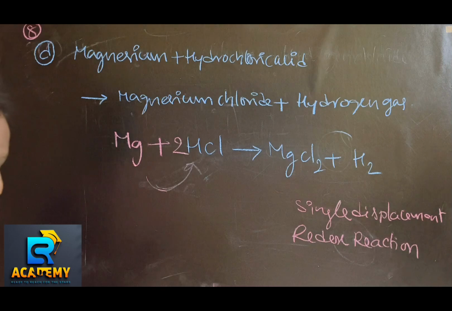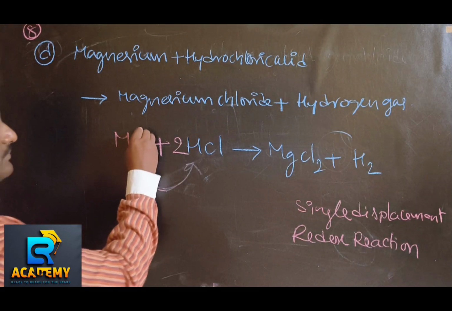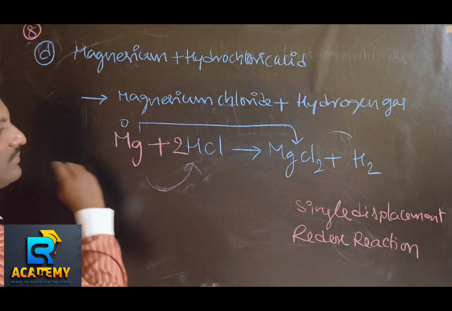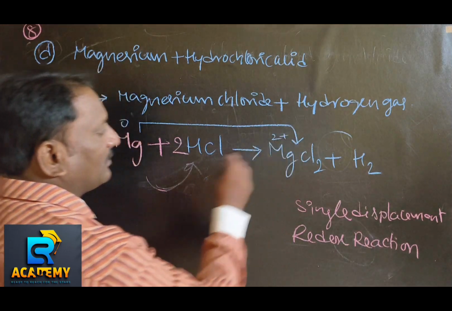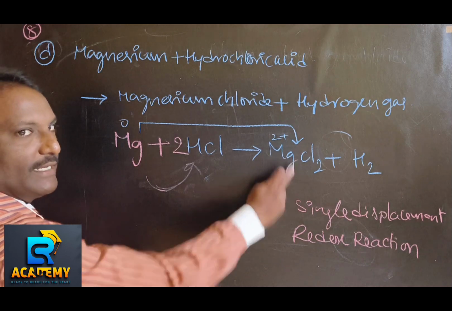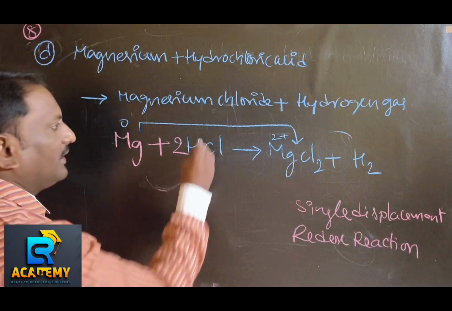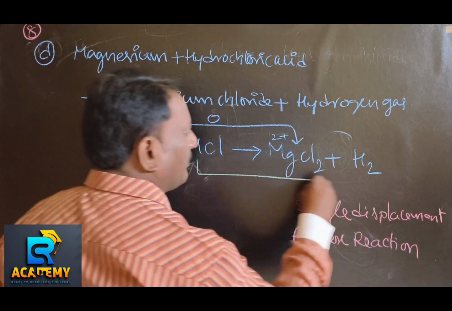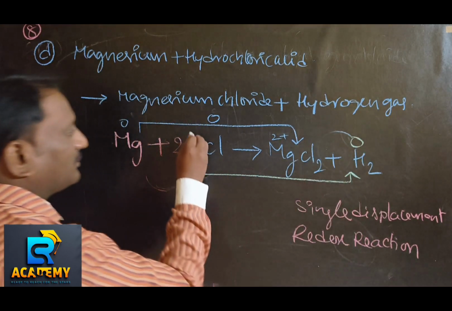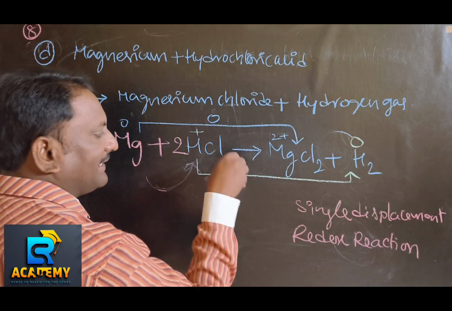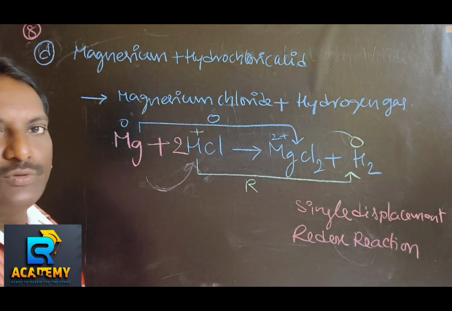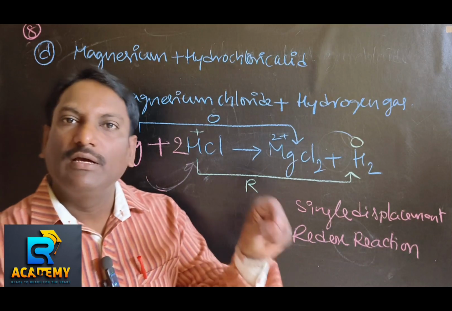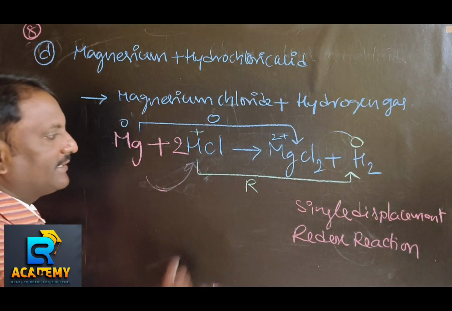It is a redox reaction because of magnesium. Here magnesium oxidation state is 0, here magnesium is +2. So 0 to +2, an increase in oxidation state, is oxidation. Hydrogen goes from +1 to 0, a decrease, which is reduction. So those reactions in which oxidation and reduction occur simultaneously are called redox reactions. This is a redox reaction.